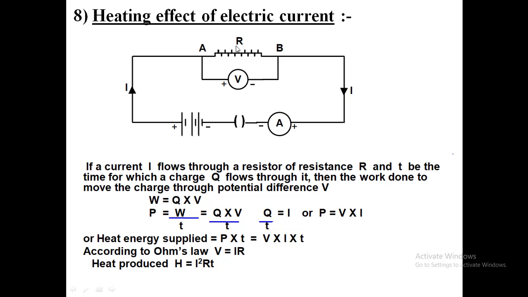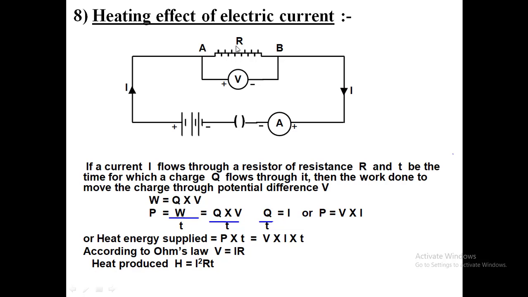So, if a current I flows through a resistor of resistance R, and T is the time for which a charge Q flows through it, then the work done to move the charge through potential difference V is given as W equal to Q times V. This is based on the potential difference formula alone.